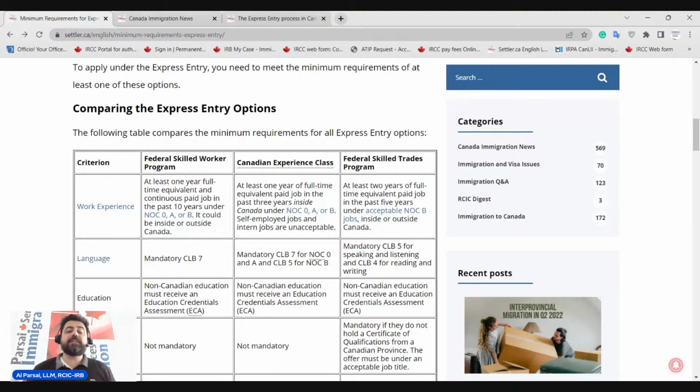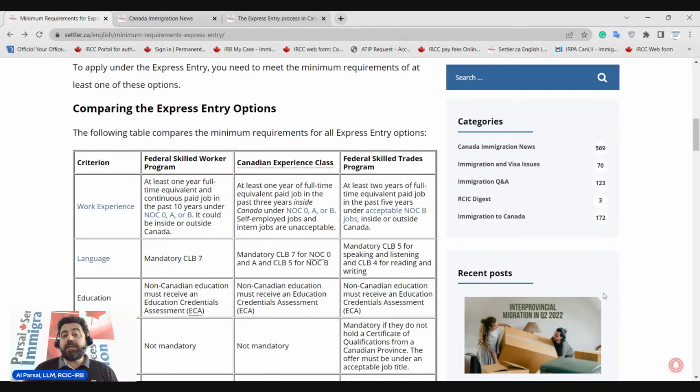The major difference is that under Federal Skilled Worker, you need to have continuous work experience under one specific NOC code. Under the Canadian Experience Class, it could be multiple NOC codes and it could be broken. But collectively, in the past 3 years, you need to have at least 1 year of full-time work experience that is under NOC 0, A or B. Unfortunately, NOC C and D are not acceptable.